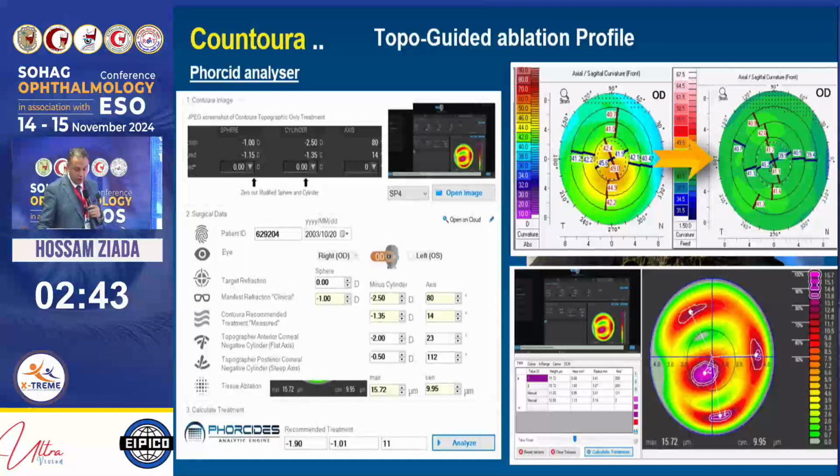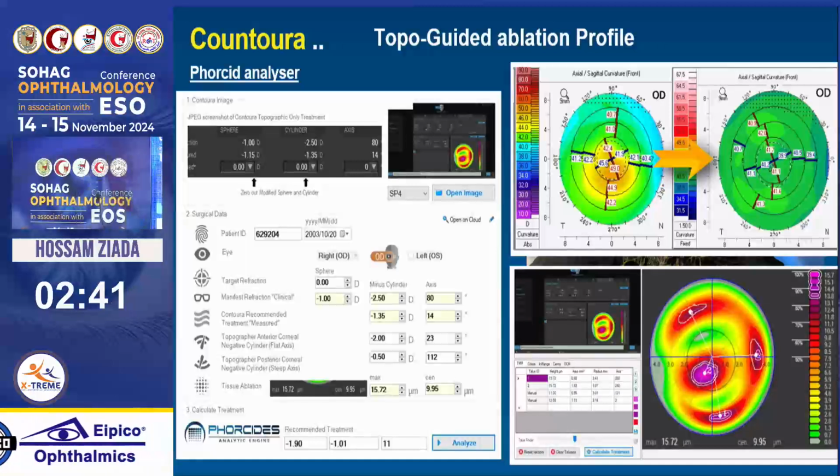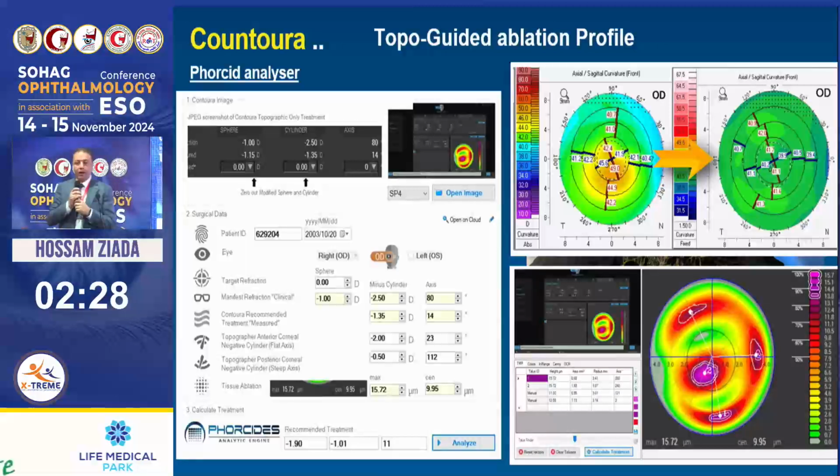There's no pointer, but here you will find that there's inferior steepening after correction with the Contoura Vision. We will find that there is a great difference between this map and this map on the surface, with a very minimal ablation depth.